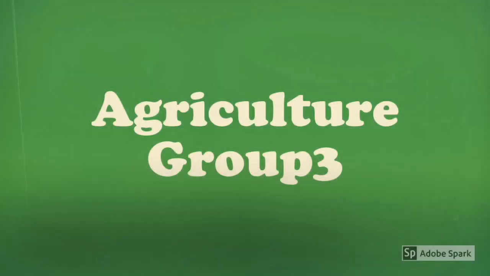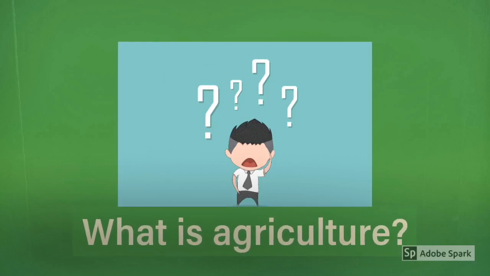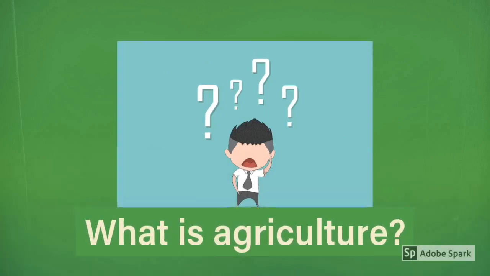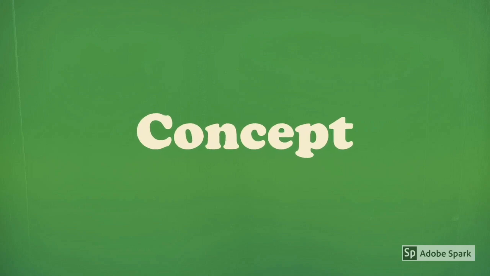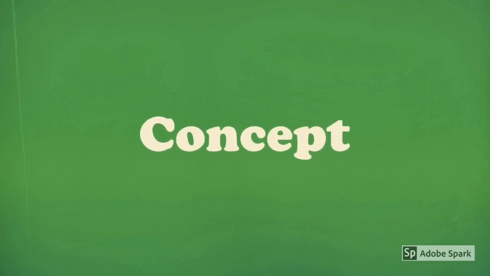Today we're going to talk about agriculture. So, what is agriculture? Agriculture is the cultivation of land and breeding of animals and plants to provide food and fiber, medicinal plants, and other products to sustain and enhance life. So now I will introduce some concepts to you.